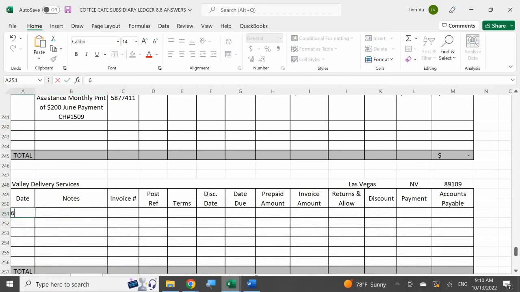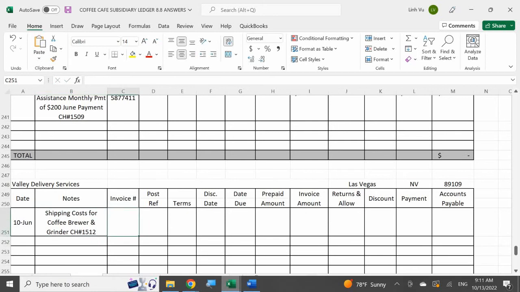Today's the 10. Notes, right? What did you do for Valley Delivery Services? Well, right, it was shipping costs for coffee brewer and coffee grinder. Right, and we used as proof that we made a payment check number 1512.